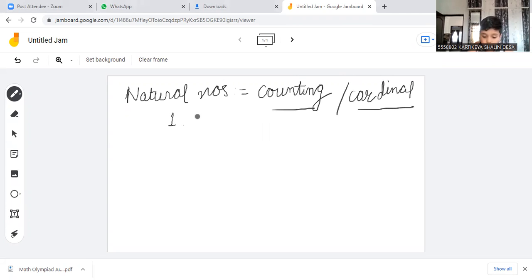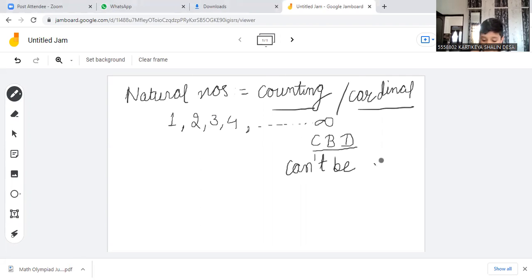Now, what are natural numbers? They are 1, 2, 3, 4, and so on up. If I ask you, tell me the greatest possible natural number, what will be the answer? There is no answer. It will go on to infinity. Either you can say infinity or you can say CBD. You will see this term in many exams. It means cannot be determined.